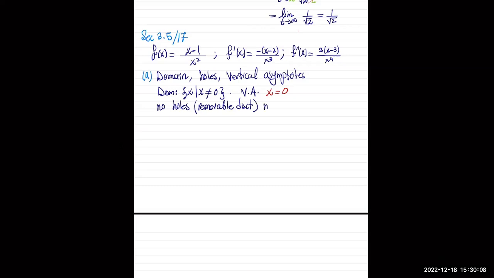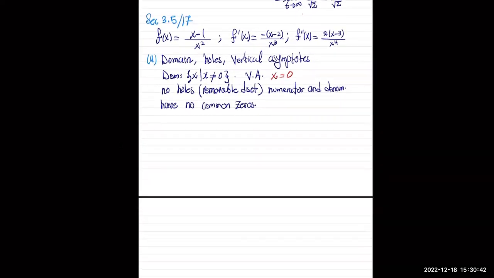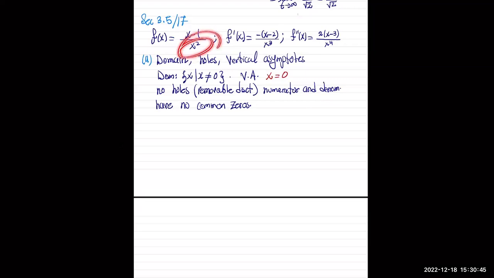Because numerator and denominator have no common zeros. If they did, then that 0 would be the location of a hole. Imagine top and bottom become 0 when x is 2. Then the function has a hole on its graph at 2. And this doesn't, just a vertical asymptote at 0.